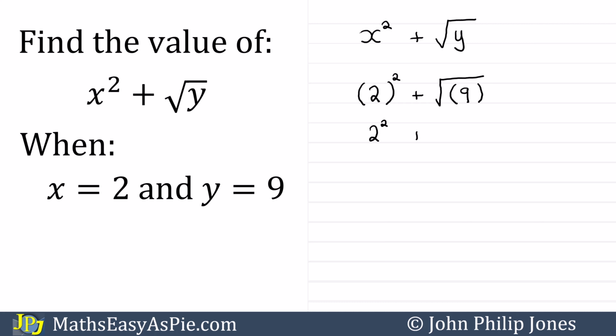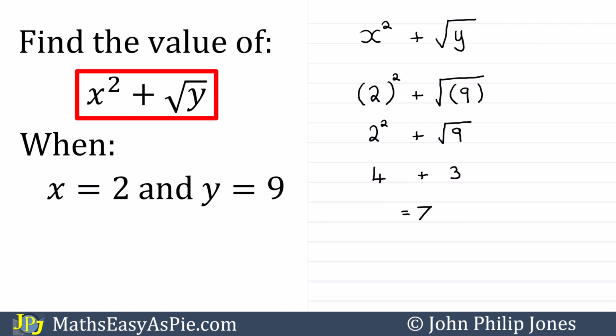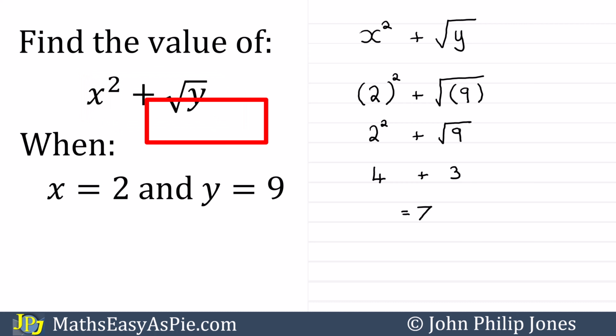I could have gone straight to here and written out 2 squared plus the square root of 9 and not used the brackets, but I did so here to make it visually easy to follow the solution. 2 squared is 4, and we can add to that the square root of 9, which is 3. And 4 plus 3 is equal to 7. So for these values of x and y, this expression will have the value of 7.